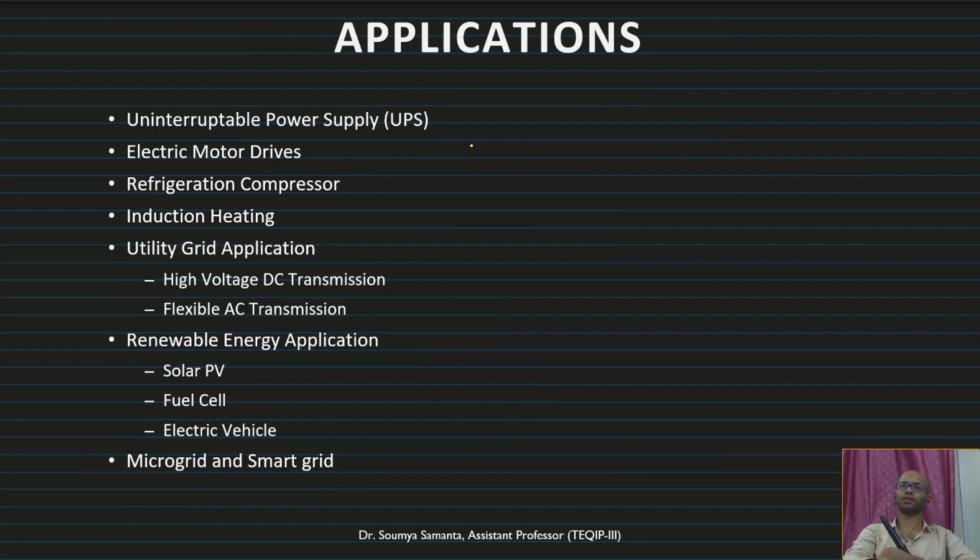Now what are the applications? There are a number of applications where this inverter is used. The first application is the UPS that we use in our household. Whenever the power supply from the grid goes, or there is a power outage, at that time we require a UPS. UPS provides the supply. How does it provide? There is a battery bank inside the UPS which stores energy in terms of DC.